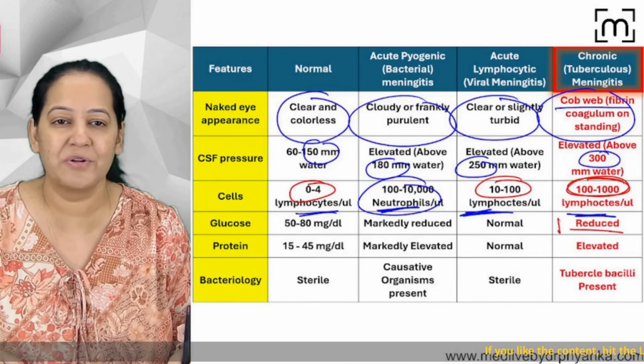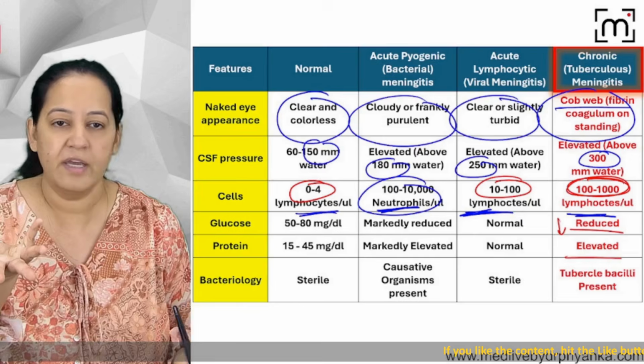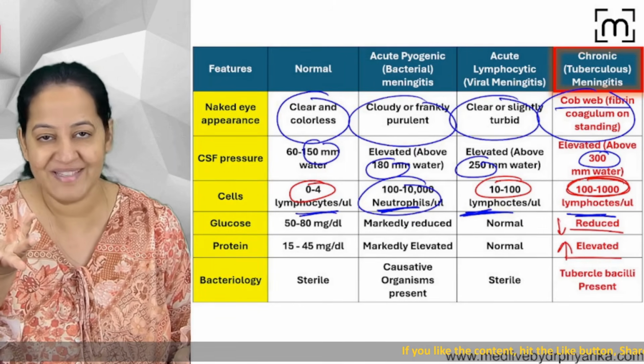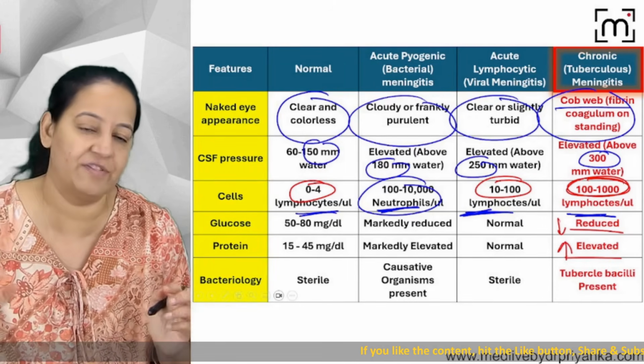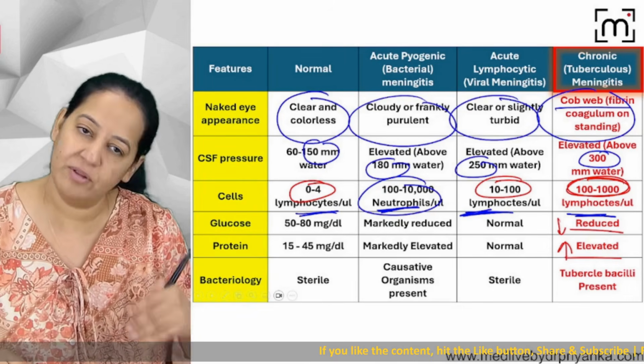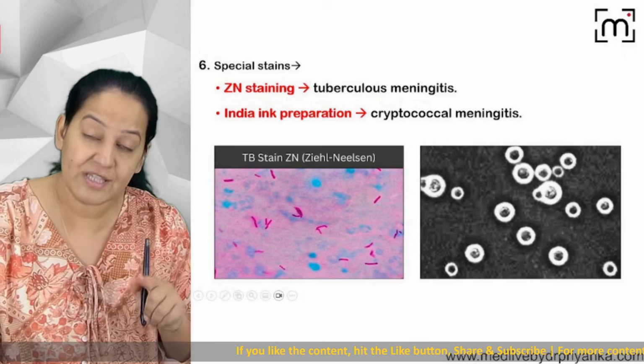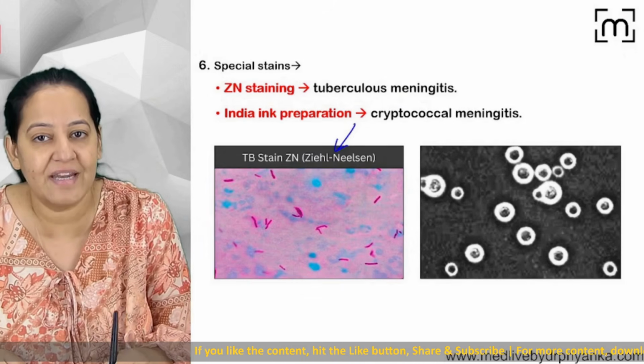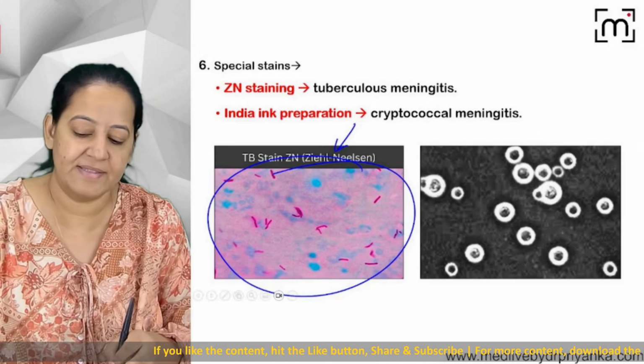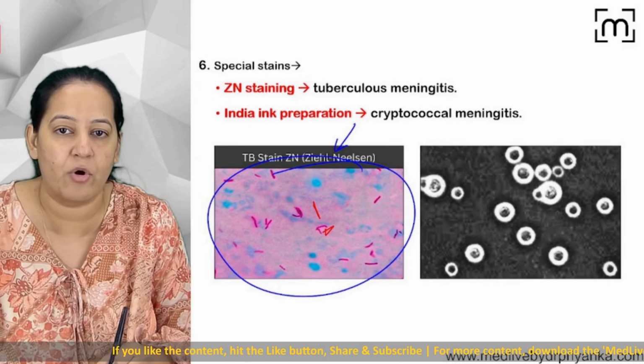Okay, here also glucose is reduced because TB eats glucose. Here also protein is elevated because TB bacteria have a cell wall that will contribute to the protein. And you have to do a special stain. If you're suspecting TB, you will do ZN stain and you will get the organism. On ZN stain, the TB bacteria look like red rods.